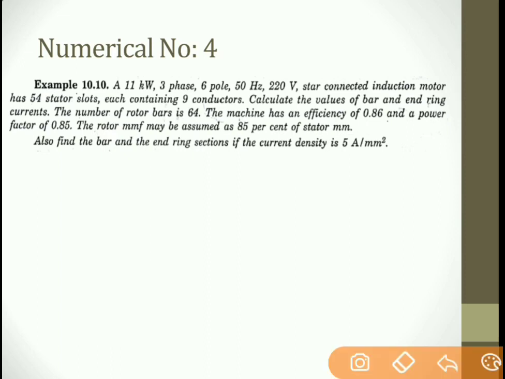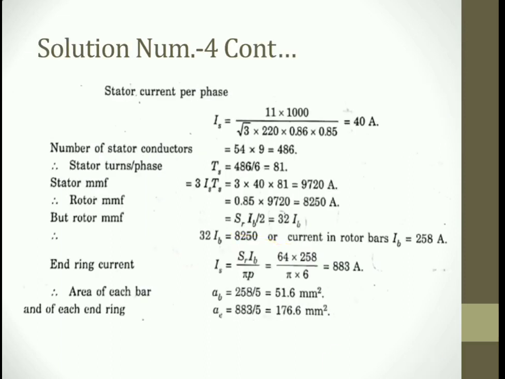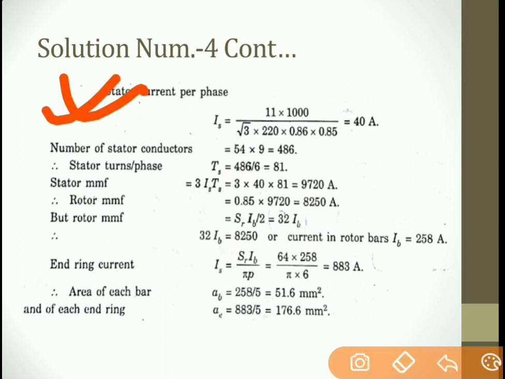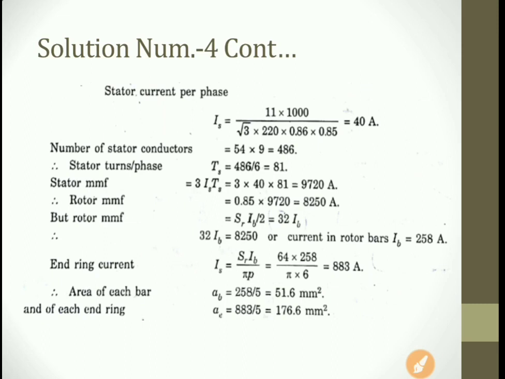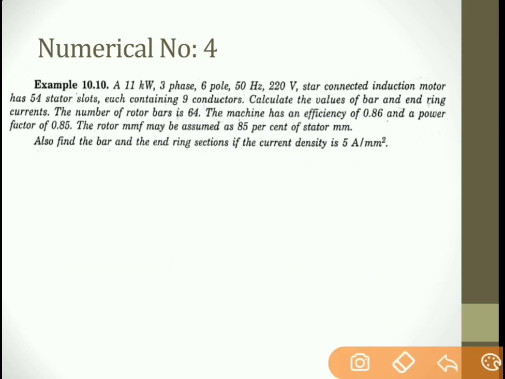So sufficient data is given in this problem, and this is not a problem on the main dimensions, but a problem on the calculation of rotor bar and end ring current. So let us start it very quickly. First of all, stator current per phase is given by 11 into 1000. What is this 11 into 1000? In the given data, 11 kilowatt is the value given.